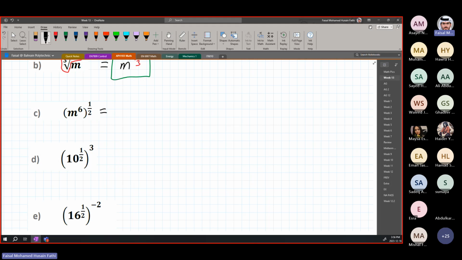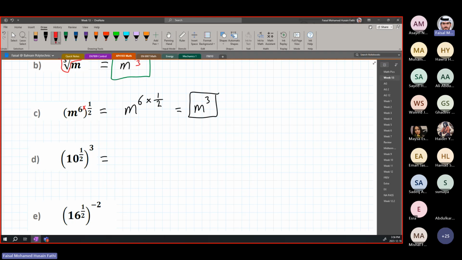Now let's move on to C. M to the power of 6 to the power of half. What do we know? We know that this means we have to do multiplication. M to the power of 6 times 1 over 2, equal to 6 times half is basically 3, so m to the power of 3, and done. This is your answer. Okay? Everything is simple, right? Nothing is confusing here, I'm guessing.